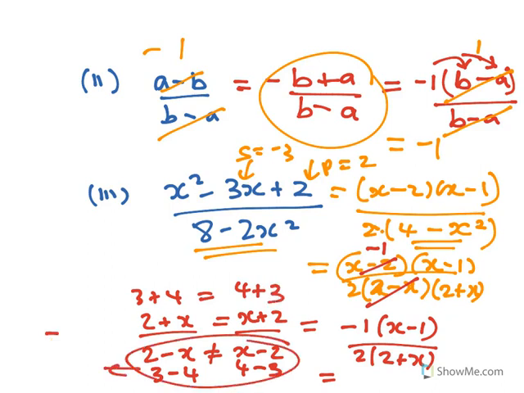These differ by a factor of minus 1. So if you took out a minus 1, you'd have the same thing. Okay, so looking at this, this just gives you minus x plus 1 on 4 plus 2x.